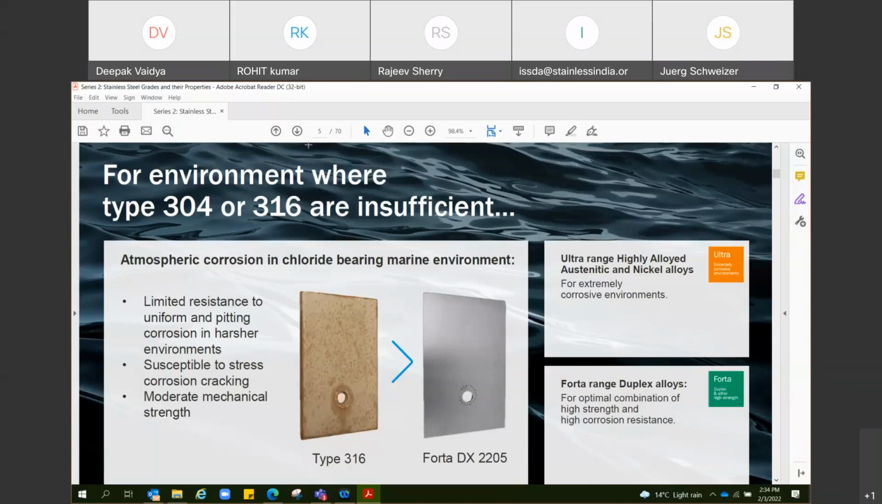And in high alloyed, we have two families. One is ultra high range alloyed austenitic steels, and one is the Duplex grades. The orange one you see is the ultra high alloyed. This is the austenitic series for extremely corrosive environments. And then you have the Forta Duplex series, which is an optimal combination of the high strength as well as the corrosion resistance. So you have both the series over there.